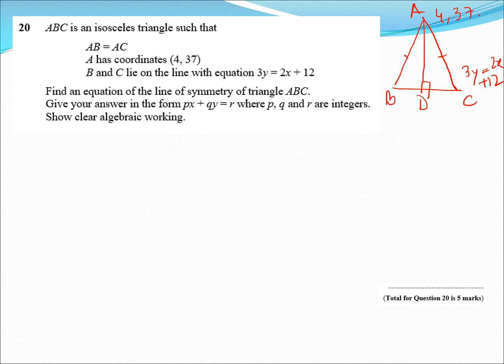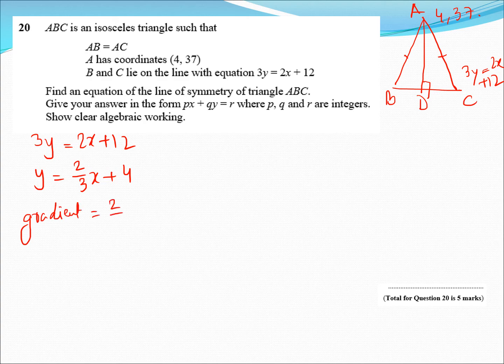So let's look at this question. B and C lie on the line with equation 3y equals 2x plus 12. Let's divide everything by 3. So I will get y is equal to 2/3 x plus 4. So the gradient of this line is equal to 2 over 3.